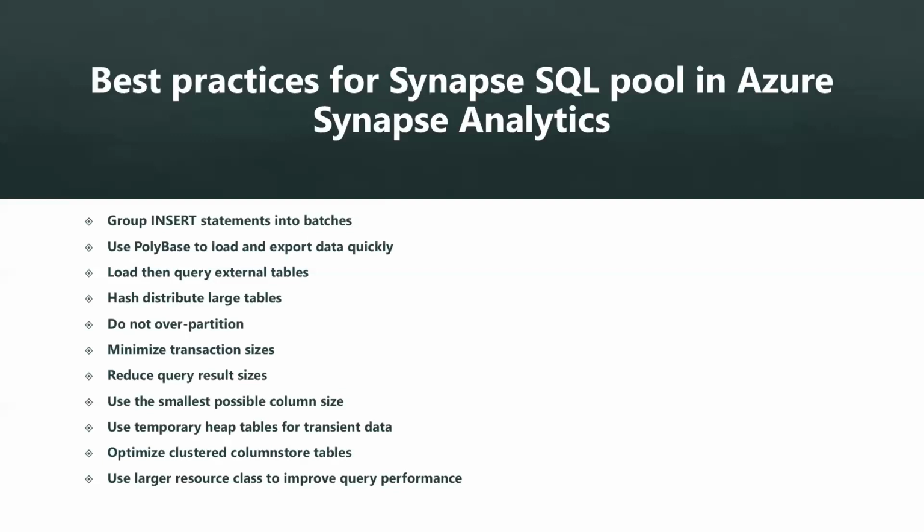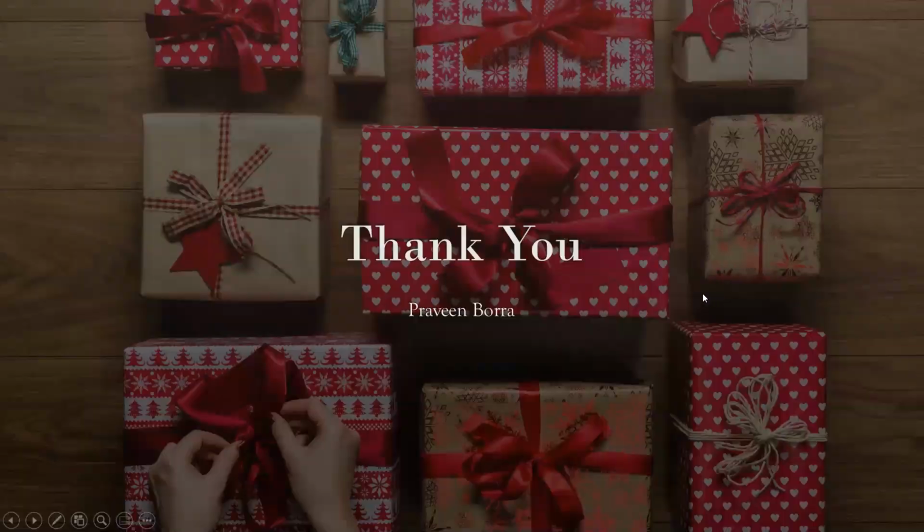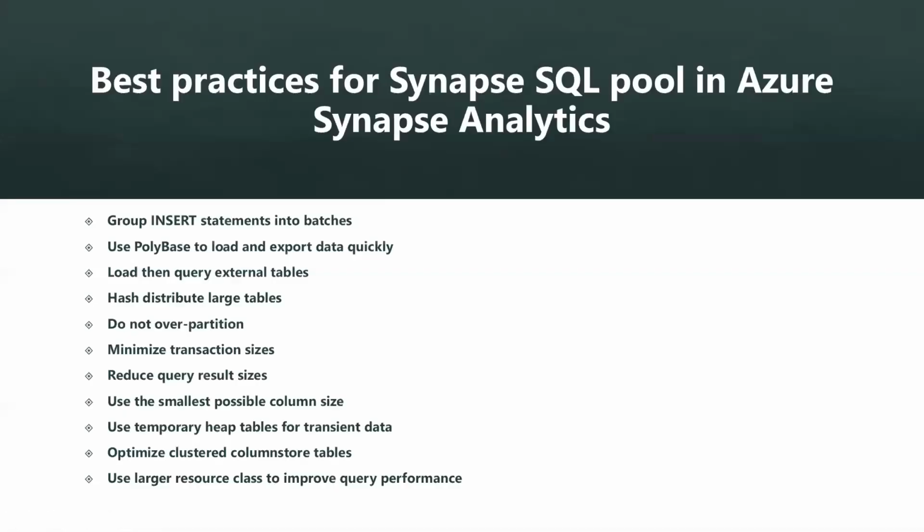And next one, reduce query result sizes. This step helps avoid client-side issues caused by large query results. We can edit our query to reduce the number of rows returned. Some query generation tools allow you to add top-N syntax to each query. Then next one, use the smallest possible column size.